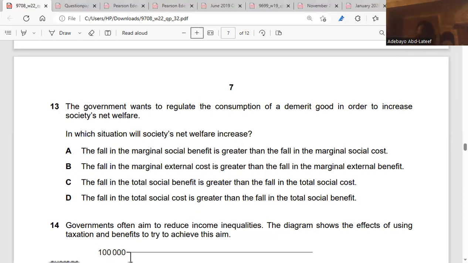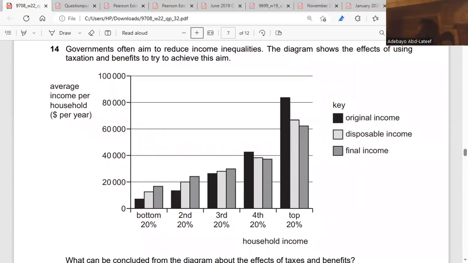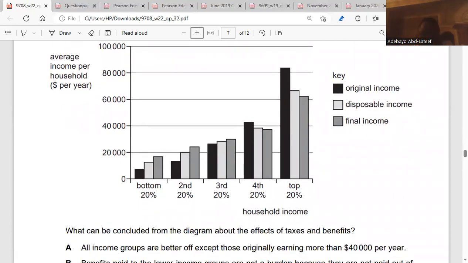Question 14. Governments often aim to reduce income inequalities. The diagram shows the effect of using taxation and benefits to try to achieve this aim. We have the original income, the disposable income, and the final income. Based on what we have here, what can be concluded from the diagram about the effects of taxes and benefits?